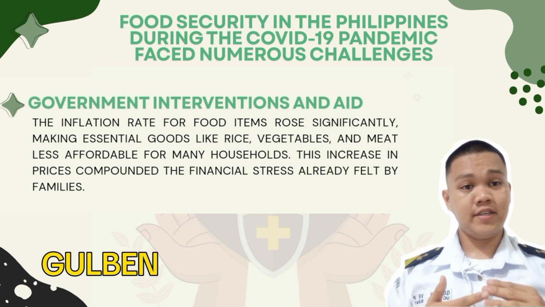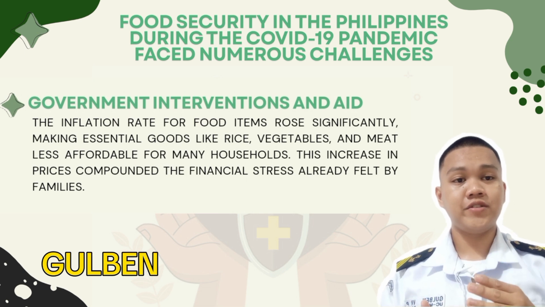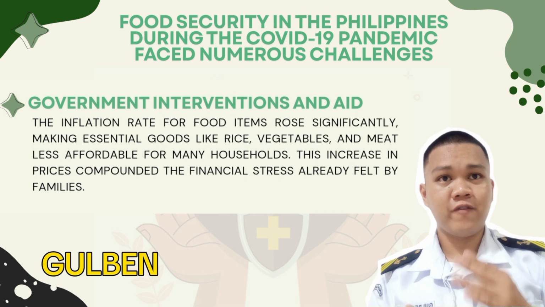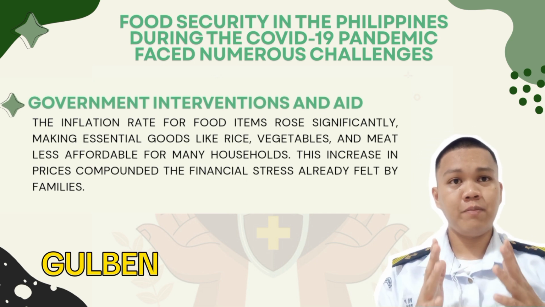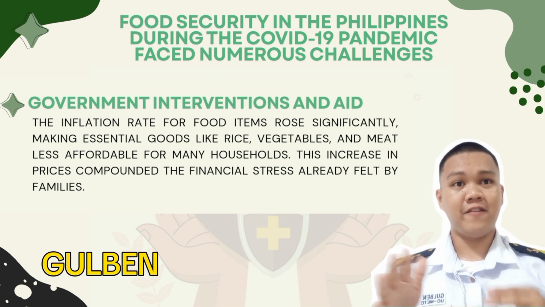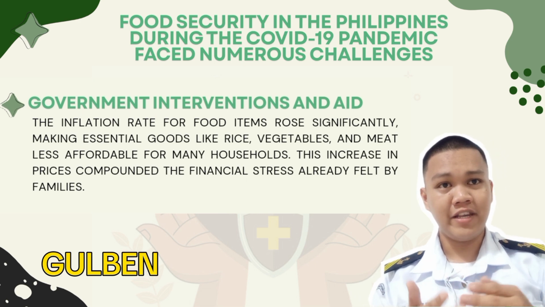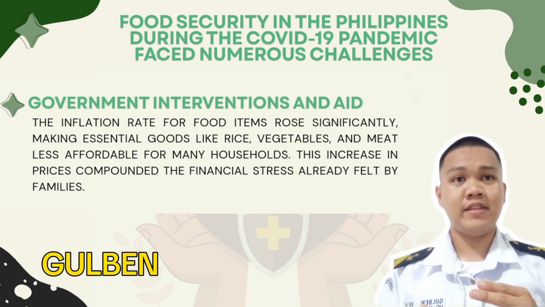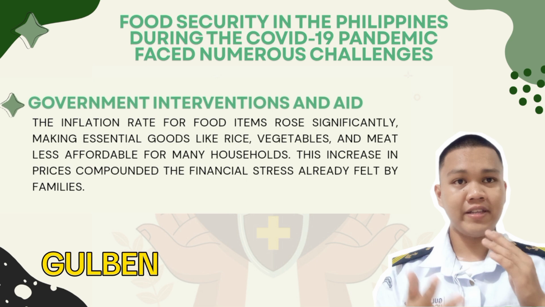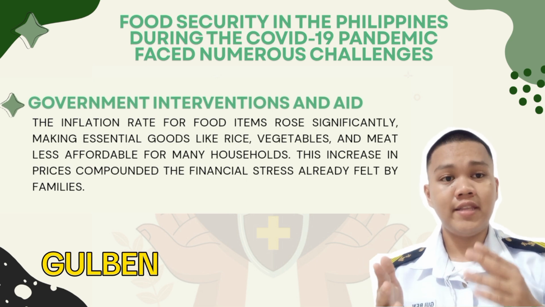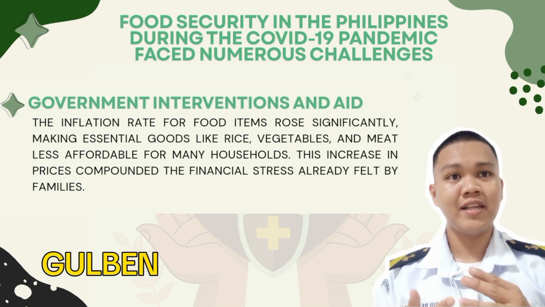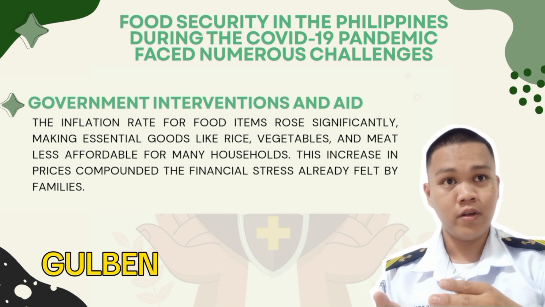So the fifth one is the government interventions and aids. This statement explains that the Philippine government is working hard to help people who are struggling to buy food. They're doing this in a few ways. First, they're giving money to poor families so that they can buy food. The second one is they're directly giving food to people who need it the most. The last one is they're helping farmers to sell their products directly to people, which can help lower food prices.